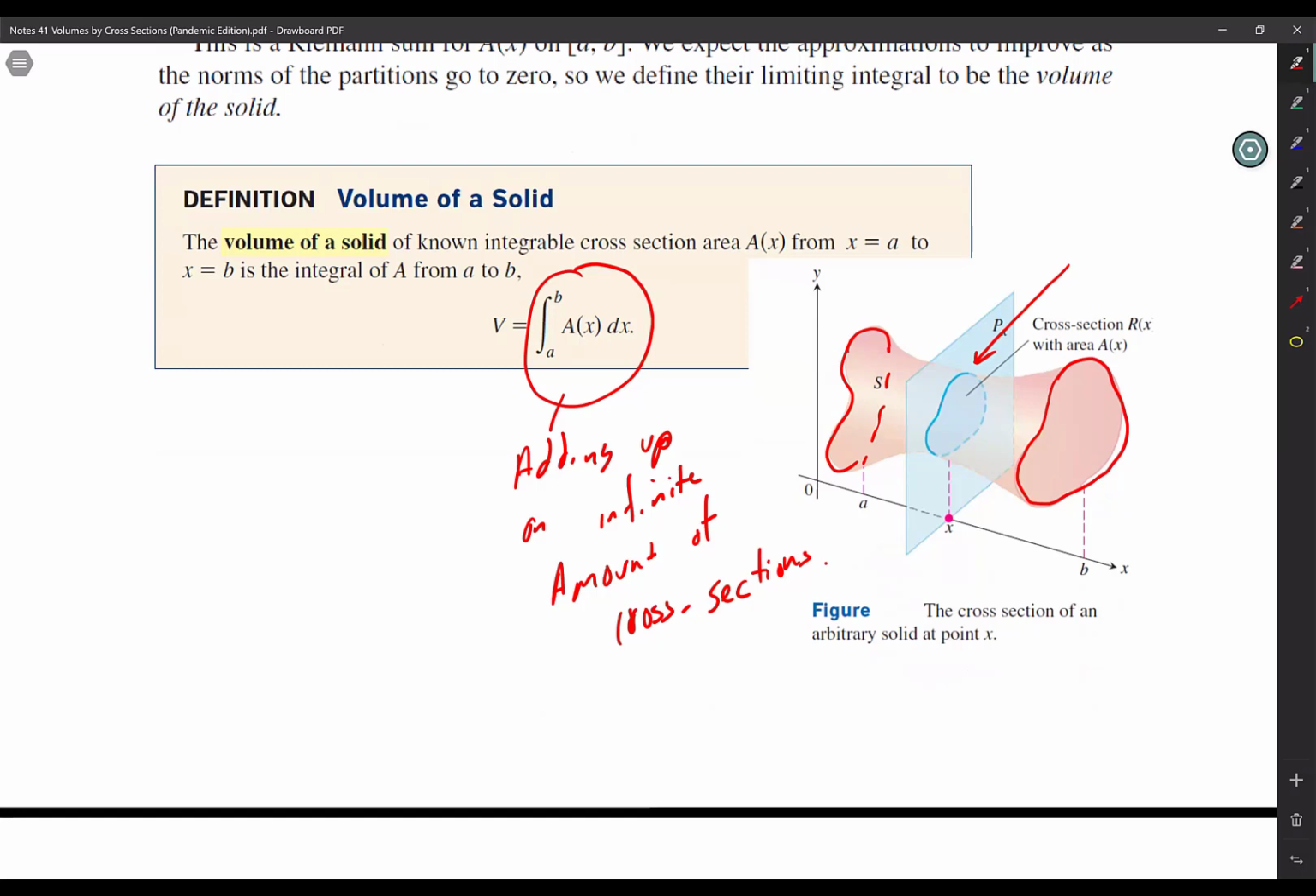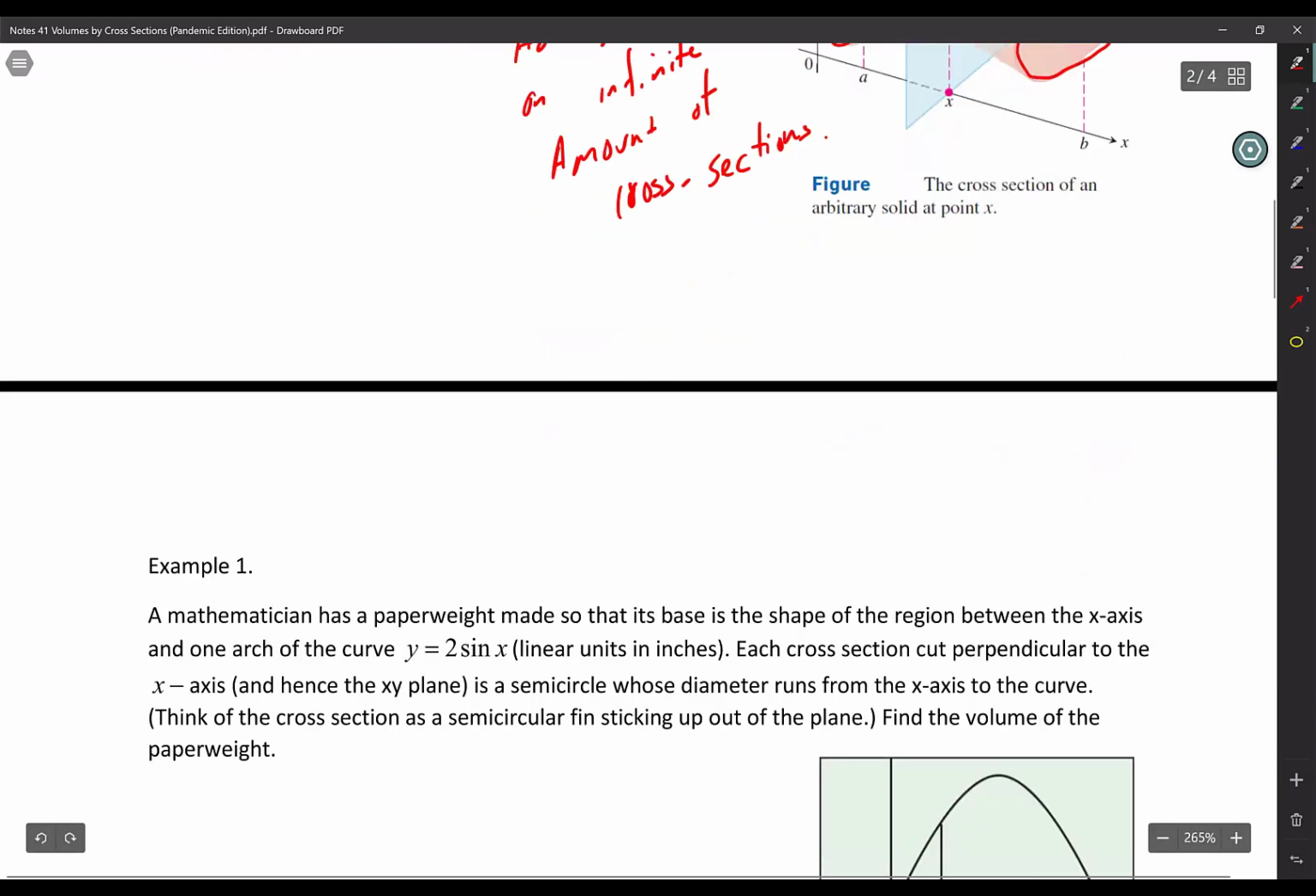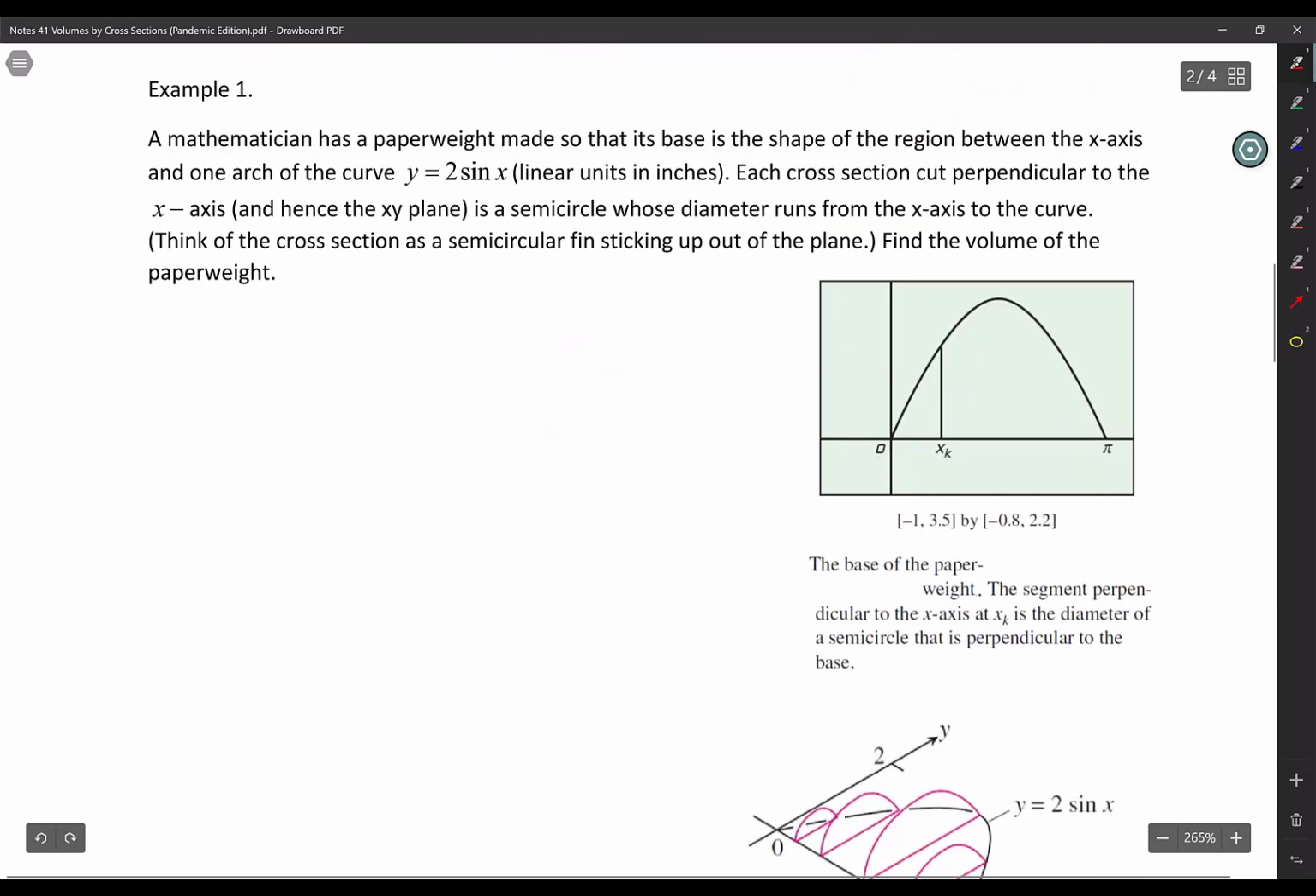Even if it's a different size, you're still adding an infinite amount of cross sections. Consider a square pyramid, where the base is a square, and if you keep slicing and adding up all those slices all the way to the very top of the pyramid at the point, they're all squares anyways, and all that will add up to a volume. Does that make sense? Don't worry, I'm going to use technology to show you how this is going to look. So let's look at example 1.